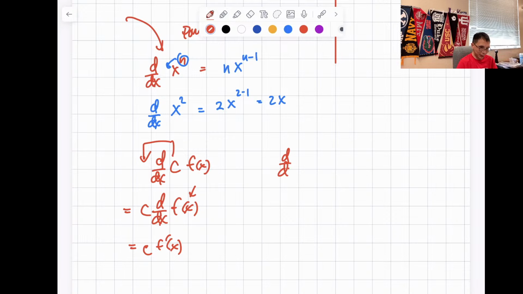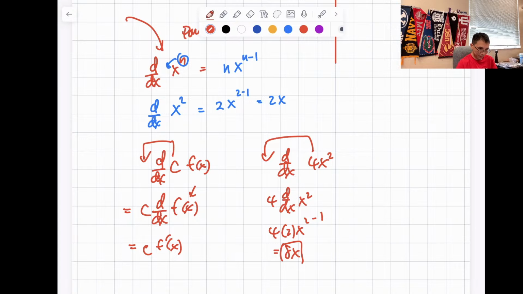So if I have d/dx of 4x squared, then 4 is going to be in the front, and then 4 times 2 times x to the 2 minus 1. That's equal to 8x. So the derivative of 4x squared is equal to 8x. Super easy.